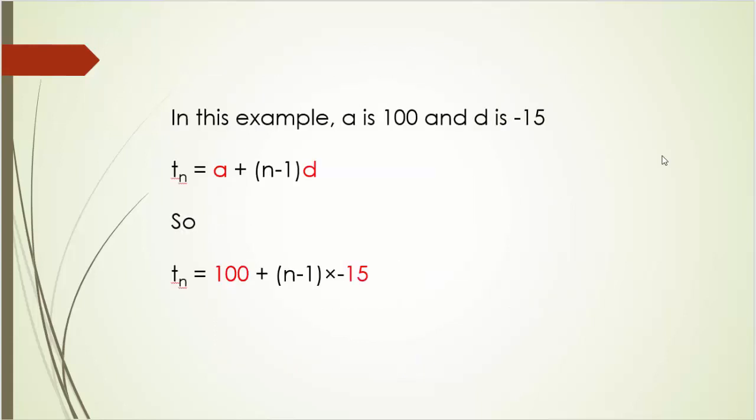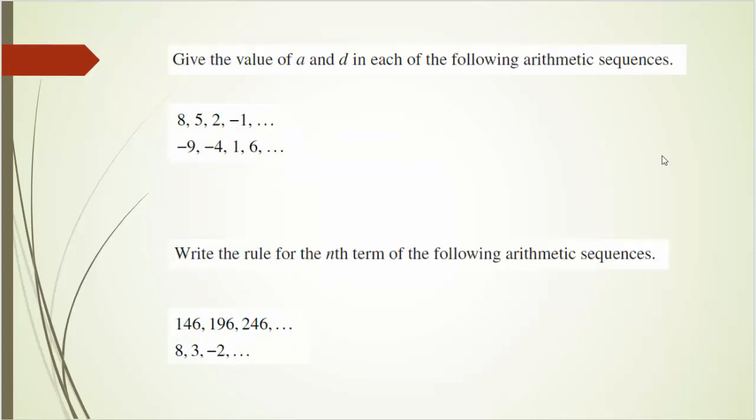So if you have a sequence that begins with 100 and goes down in 15s, you're going to find any term by putting in 100 plus n minus 1 times negative 15. Let's see if you get all that.